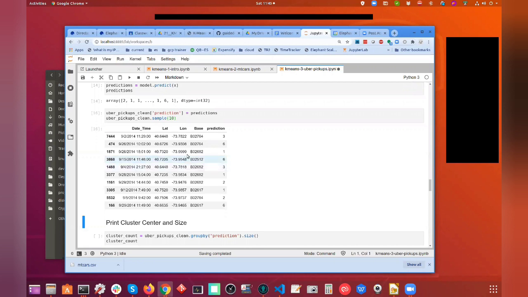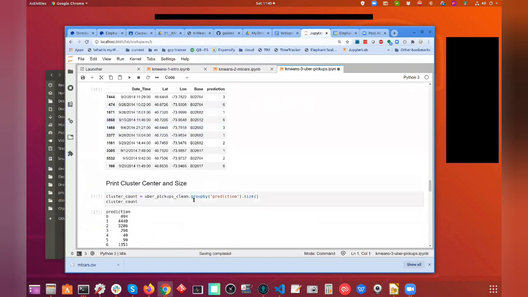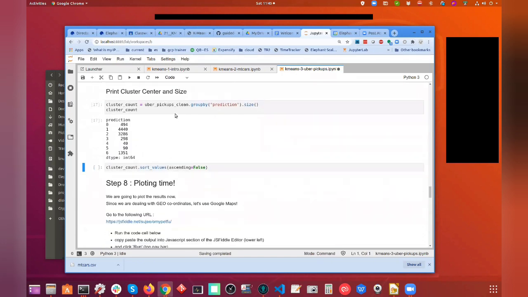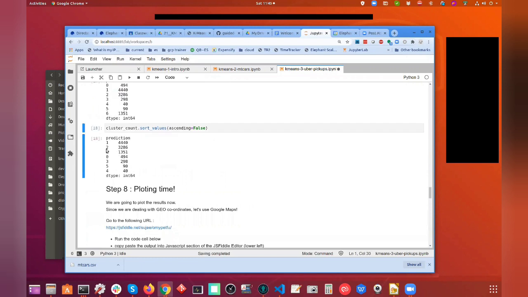Okay, good. So it's done the clustering, but you can also print out the cluster size. You can ask, what's the biggest cluster? Cluster number 1 had a lot of pickups. Remember, these are the number of data points. Let me sort this. So cluster number 1 had 4,000 or so pickups, followed by cluster number 2, which has 3,000 or so pickups. Remember, these are Uber pickups.